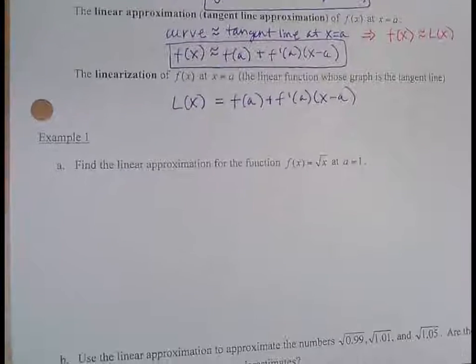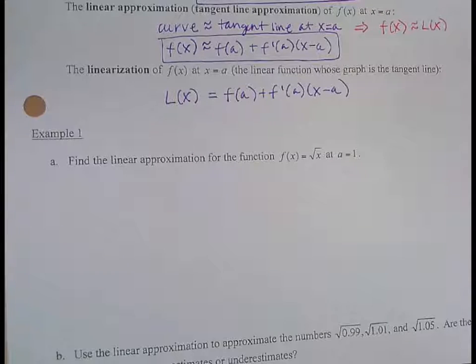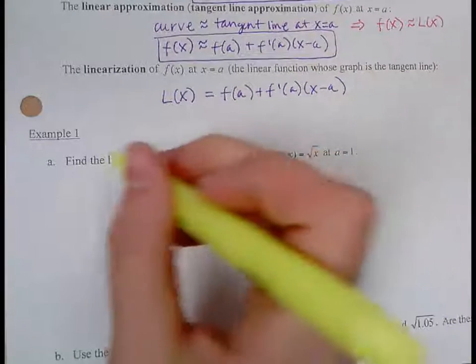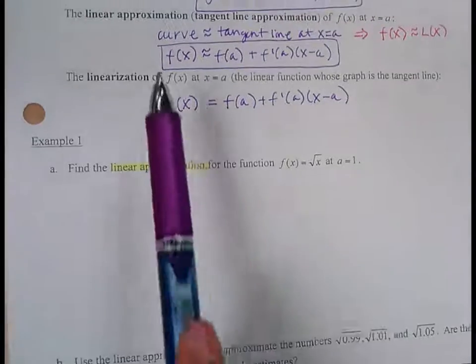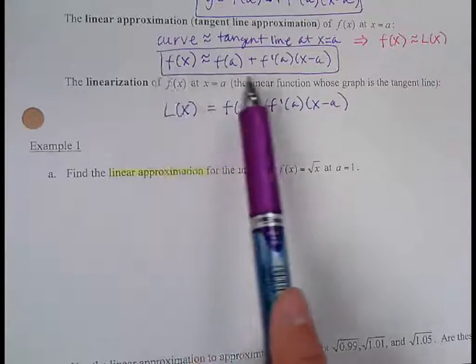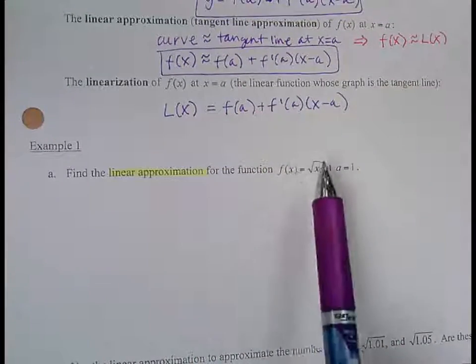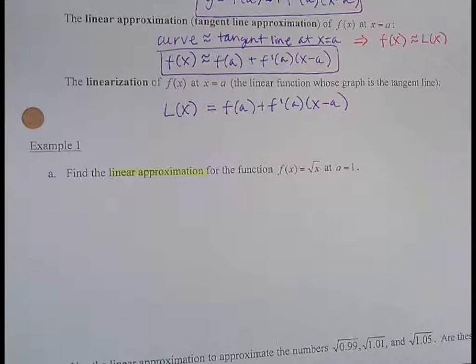All right, so here's an example. It says find the linear approximation for the function f of x equals square root of x at a equals 1. So linear approximation, we're looking for this. We're looking to say the square root of x approximately equals your tangent line equation. So you first have to find the equation of the tangent line.